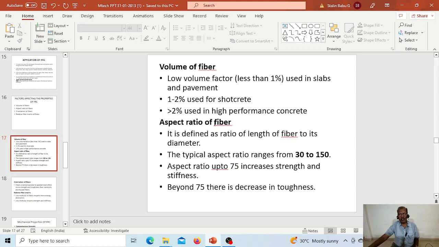An aspect ratio up to 75 increases strength and stiffness. Beyond 75, there is a decrease in toughness. Up to 75 increased strength, beyond 75 decreased toughness. That is the second factor.